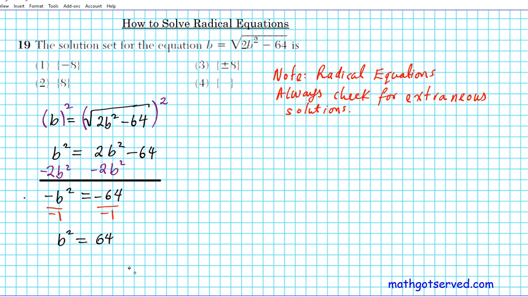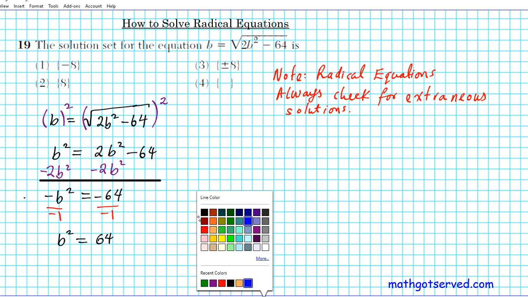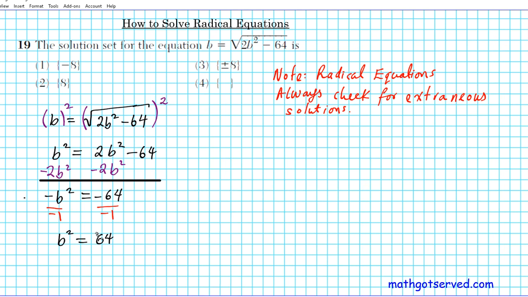Next we are going to get rid of the square using the inverse operation. You notice we did this before. We talked about the inverse of square root being square, so that tells us that the inverse of square is square root. So you root both sides.